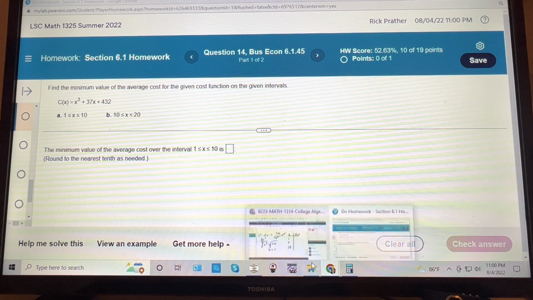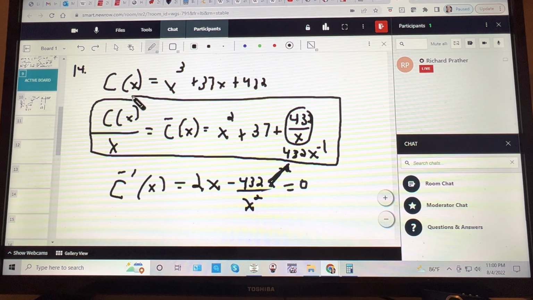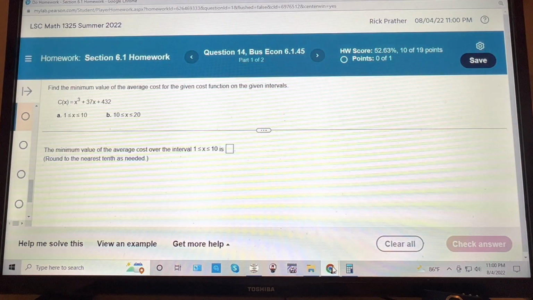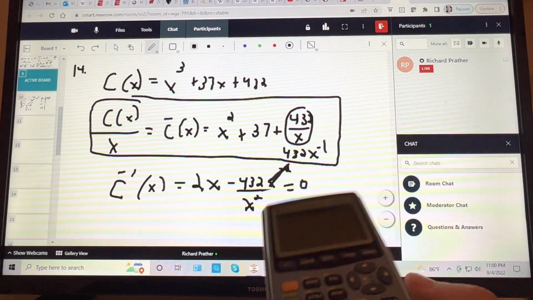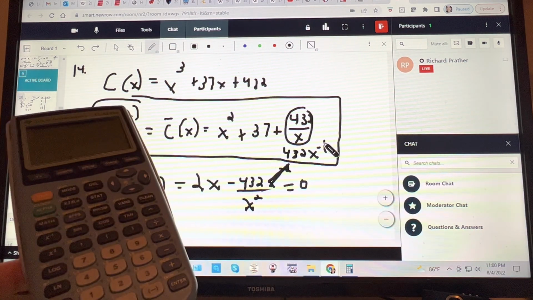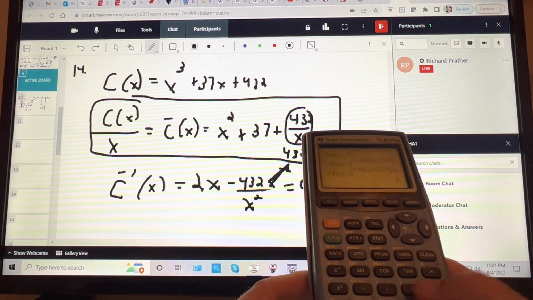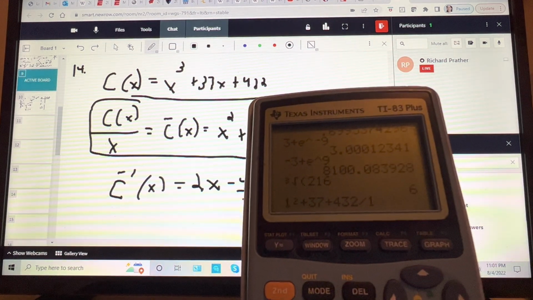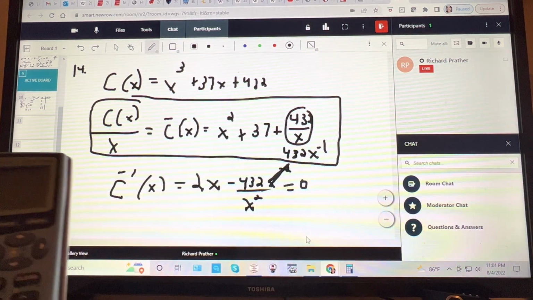So then we need to plug it into not the original function, but the original average cost function, this one, because we did a derivative of the average cost. So plug 1 into this. The numbers we need to plug in are 1, 6, and 10. So I need 1 squared plus 37, and then 432 divided by 1, which is obviously 432, but I'm going to type it this way so I can type over it with the other numbers too. So when I plug 1 into the average cost function, I get 470.